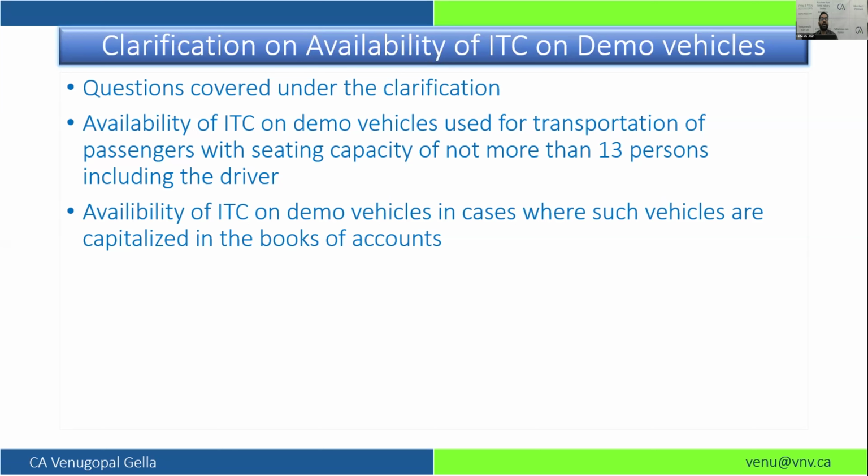The questions which are covered by this clarification, which has been issued through circular number 231/2024, are: first, availability of ITC on demo vehicles used for transportation of passengers with seating capacity of not more than 13 persons, including the driver. And the second question which was raised: availability of ITC on demo vehicles in cases where such vehicles are capitalized in the books of accounting.